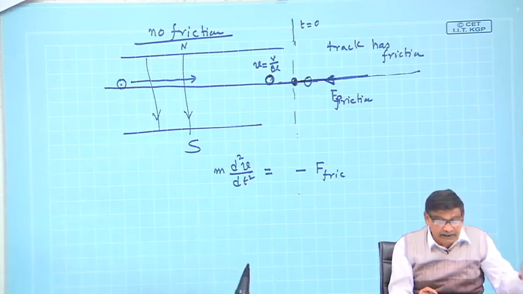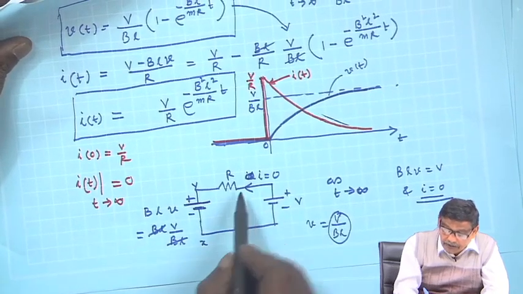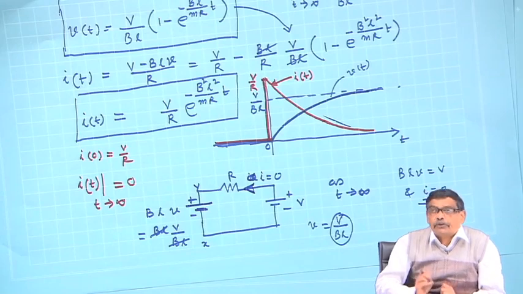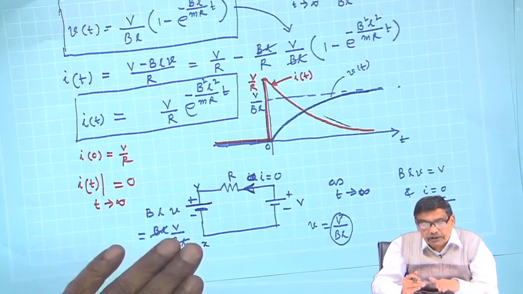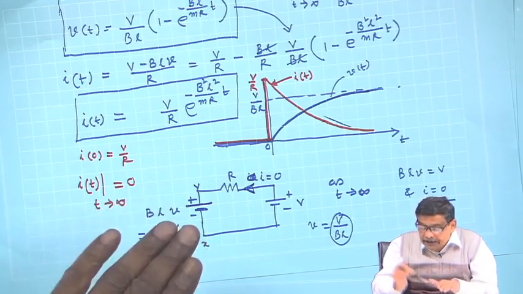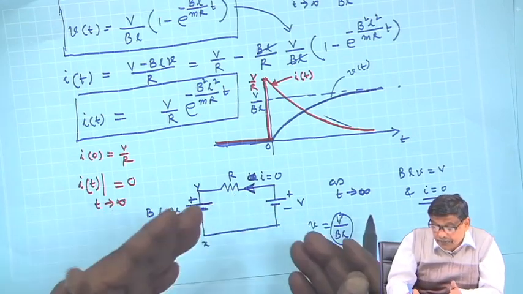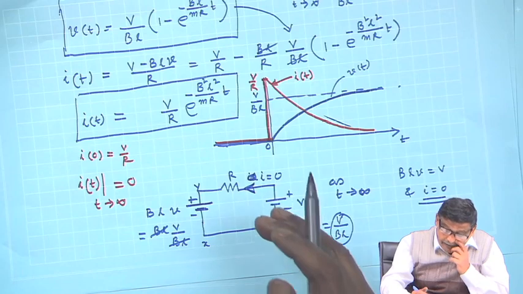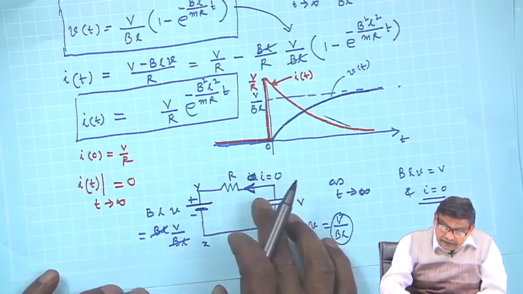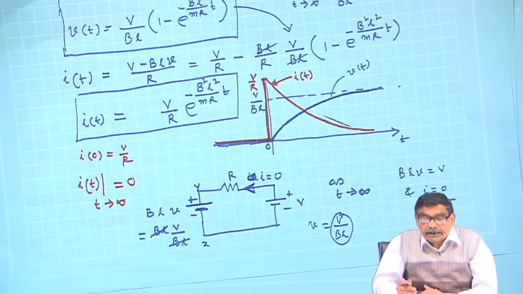But the moment it decelerates, its velocity decreases from capital V by BL to some lower value, and current appears. That is the most important thing. Opposing force, velocity will decrease a bit. The moment it does so, current once again flows into the system, because BLv will become less than capital V, the supply voltage. And if it does, then there will be an electromagnetic torque appearing. So, velocity decreasing, electromagnetic torque appears.